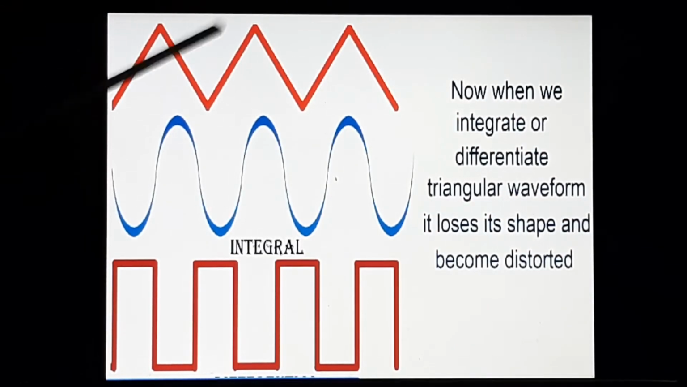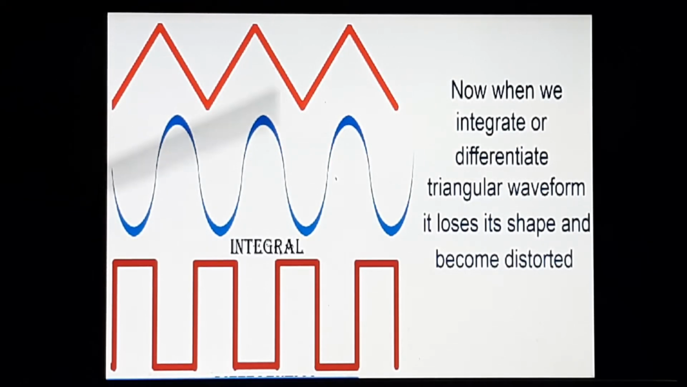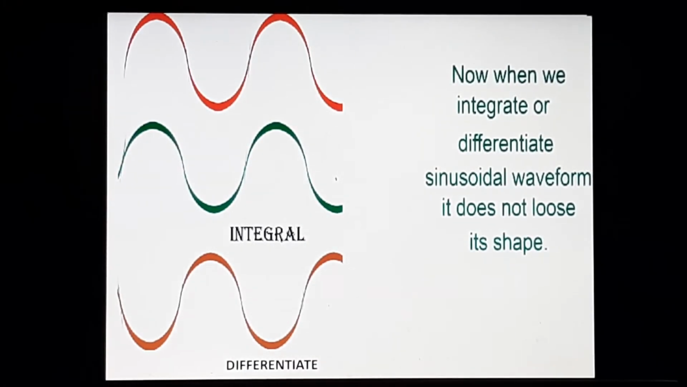Now what happened to the triangular waveform? When the input is triangular, now I will integrate, I will find a sinusoidal waveform. And if I will differentiate, I will get the square waveform, right? Now coming to the sinusoidal waveform. When we integrate or differentiate the sinusoidal waveform, it does not lose its shape.